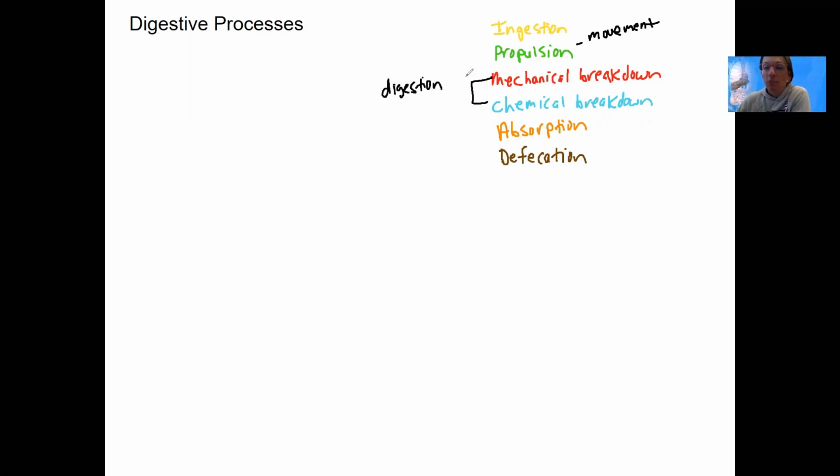Digestion is the breakdown of food by mechanical forces, so teeth, stomach churning, as well as by enzymes. Enzymes are going to cleave bonds of chemicals, so that's chemical breakdown. Then we've got absorption, so that's actually taking the food products, the glucose, amino acids, and having them go into the cells and then into the bloodstream, so taking nutrients into the bloodstream. Defecation, getting rid of the waste at the end.